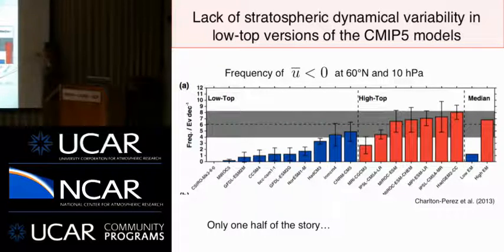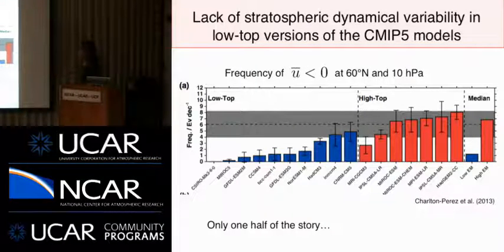So here he's looking at a suite of models, and on the y-axis is the frequency of sudden warmings per decade. Okay, and the shading is just the reanalysis mean and standard deviation. So in the median, the high-top models do a very good job of getting the sudden warming frequency, and the low-top models don't. Okay, but I would argue that it's only one half of the story, and it's been very difficult to understand how this behavior is impacting the troposphere. Okay, so that's still a subject of future work.